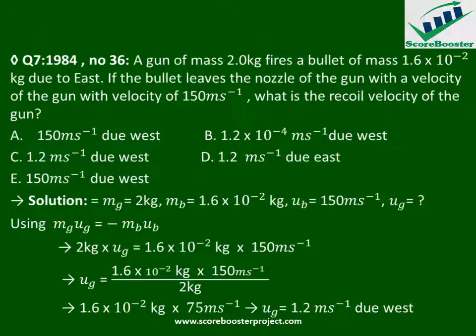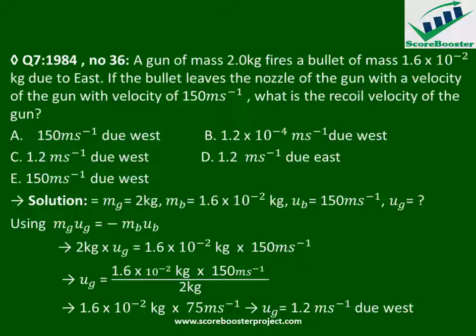And from the question, we have the mass of the gun to be 2 kg. Then we are also given the mass of the bullet to be 1.6 times 10 raised to power minus 2. Then we are given the velocity of the bullet to be 150 meter per second, while the velocity of the gun is not given. That is what they ask us to find.